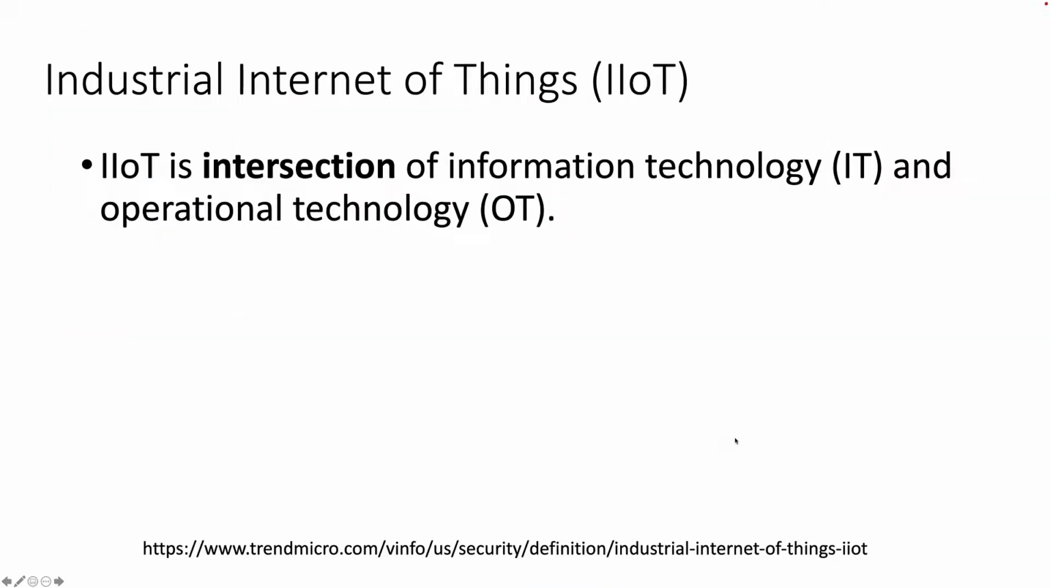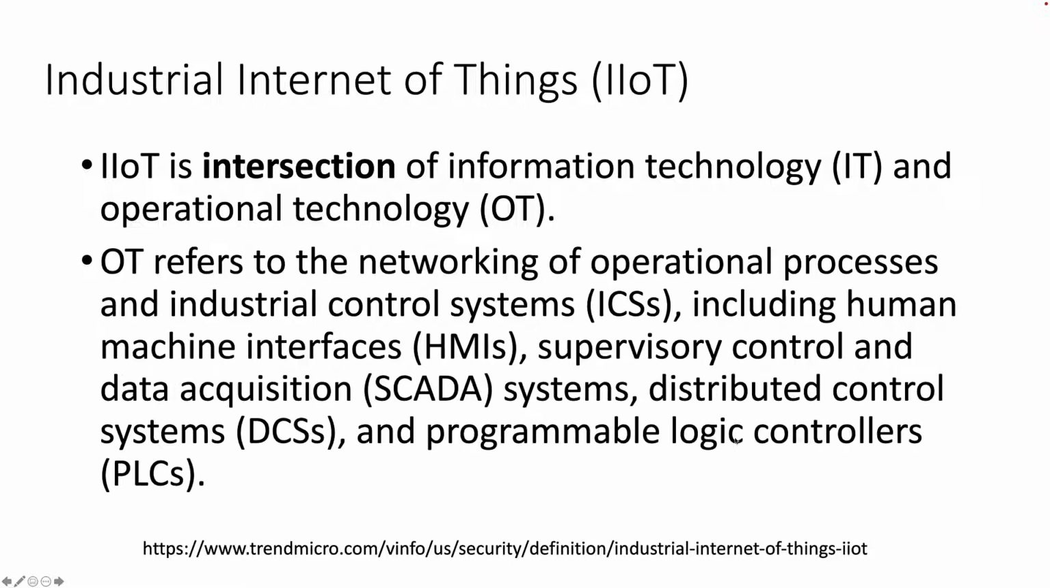So the Industrial Internet of Things is the intersection of IT, information technology, and operational technology, OT. Operational technology refers to the networking of operational processes and industrial control systems, including human-machine interfaces, and we'll talk a little bit more about that shortly. Supervisory control and data acquisition, distributed control systems, and programmable logic controllers. Again, if you want to know a little bit more about those, please see the first video in this series.